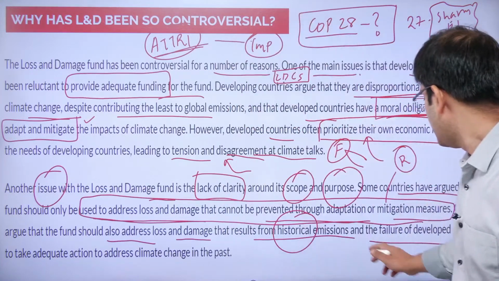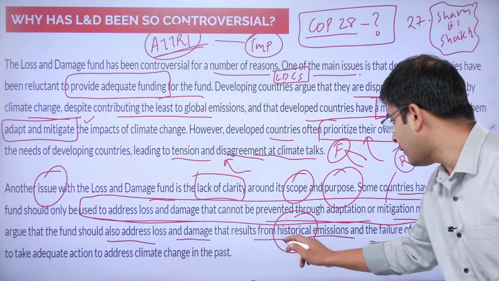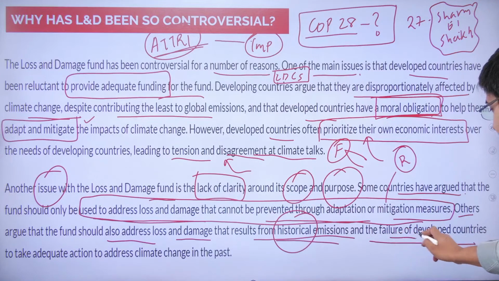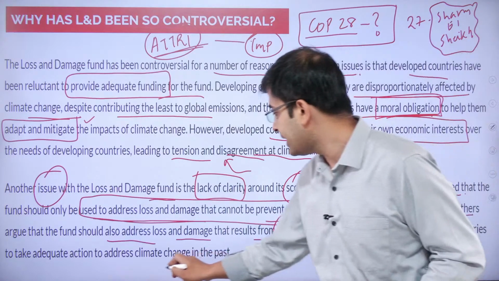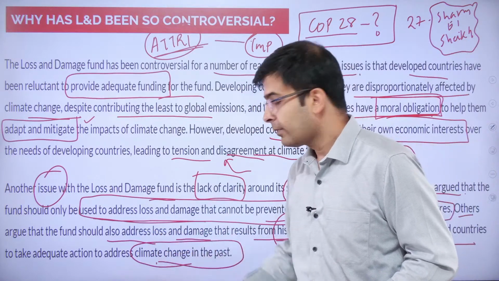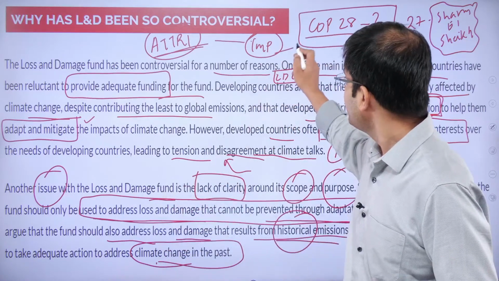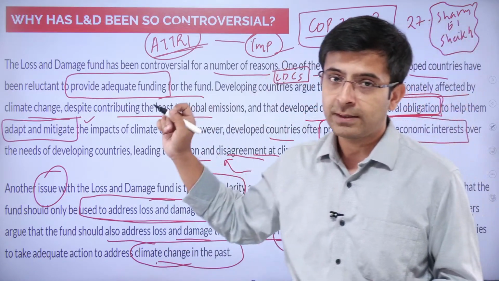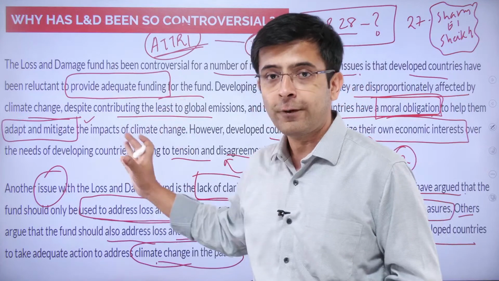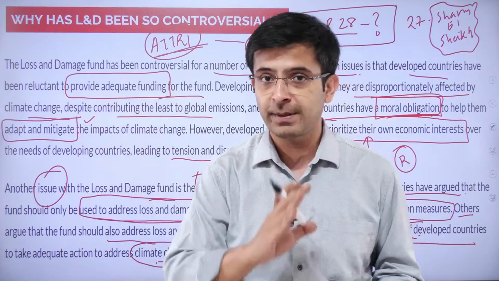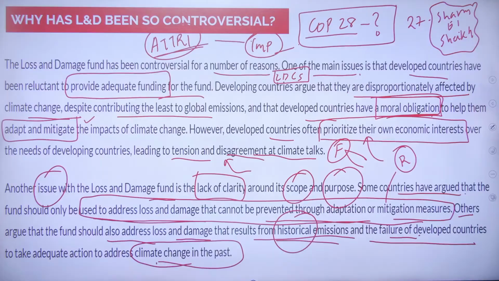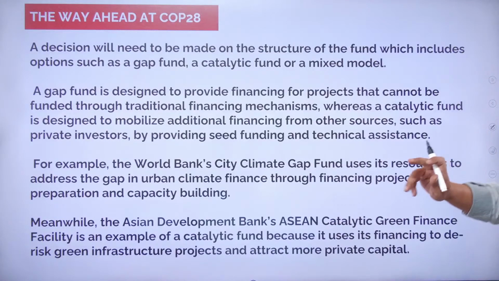Okay. So it should take care of the historical emissions and the failure of these rich nations to address climate change in the past. Very important slide. Again, please make sure that you take note of this. There's a lot of fodder material, especially from the mains perspective. All right. Now that this has been done, what's the way ahead?